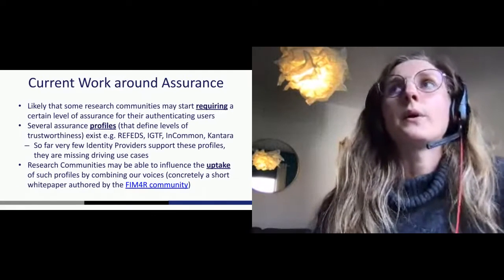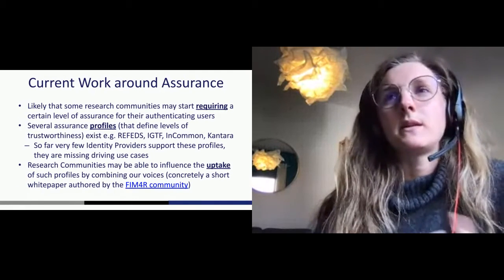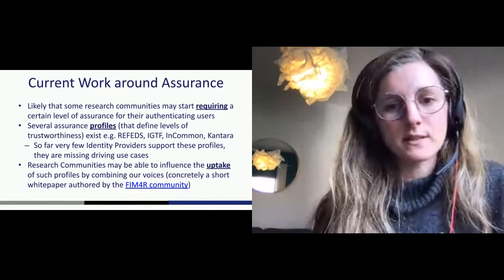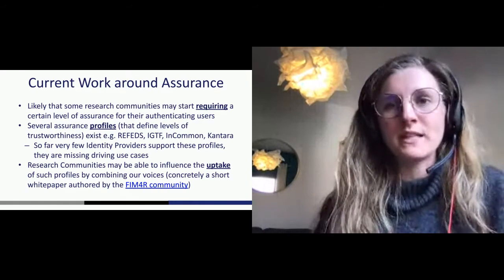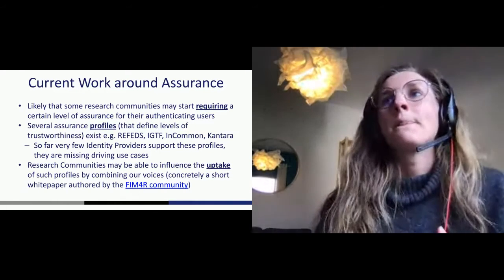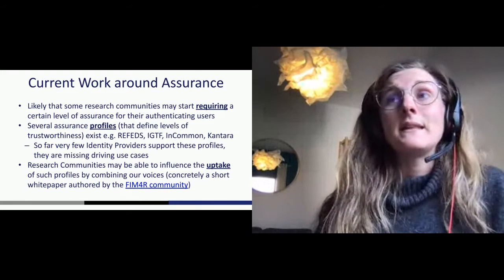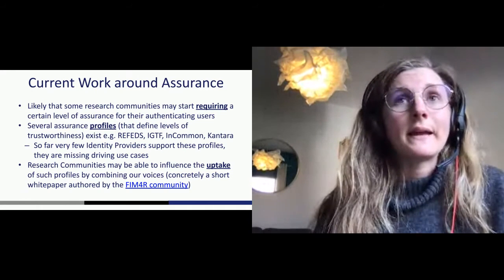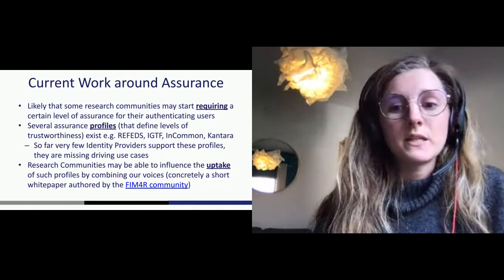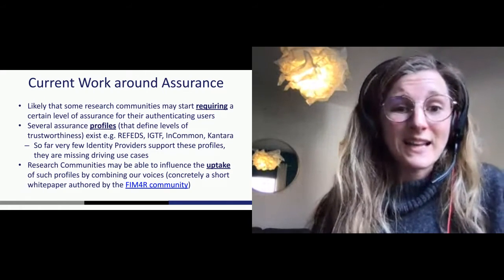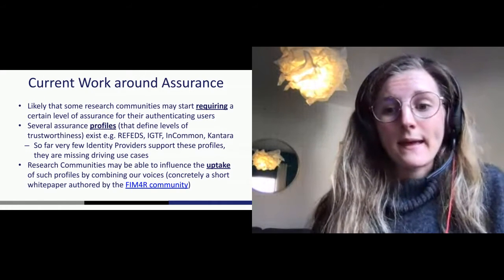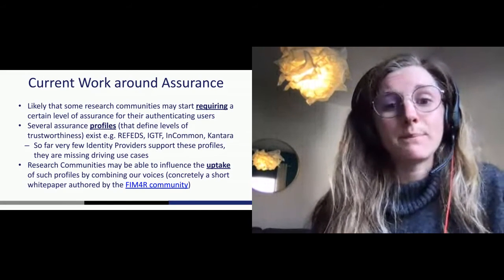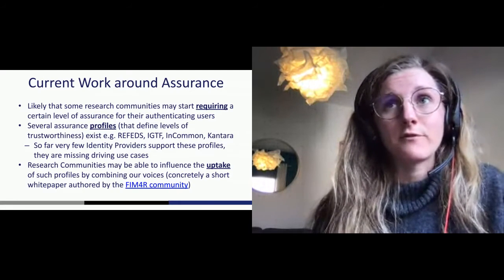There's quite a lot of ongoing work around assurance. I don't want to go into it in too much detail, but just so that people are aware that you don't have to start from scratch if this is something that you're considering for your research community or a problem that you're just beginning to think about. As I said, it's likely that some research communities may start requiring a certain level of assurance, notably the NIH. So research communities that have particularly private data, like health data in this case, may be something where that research community can benefit from assurance from eduGAIN and from identity federations.